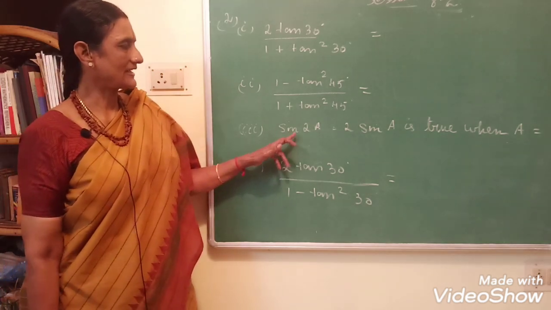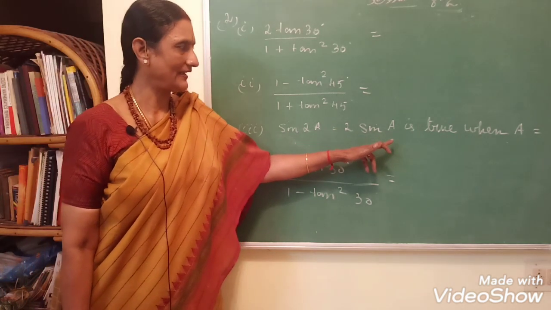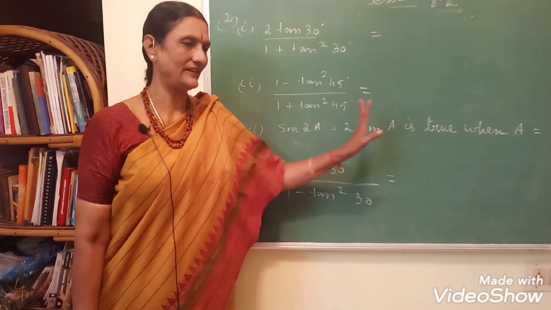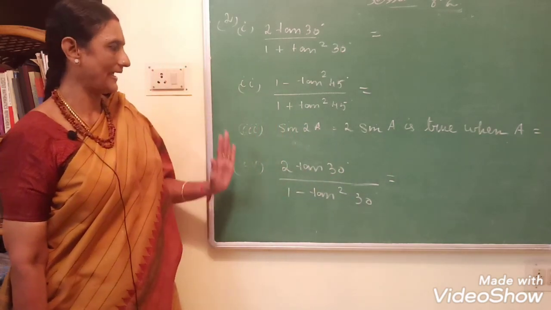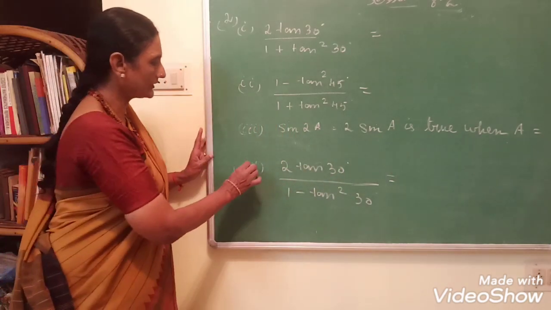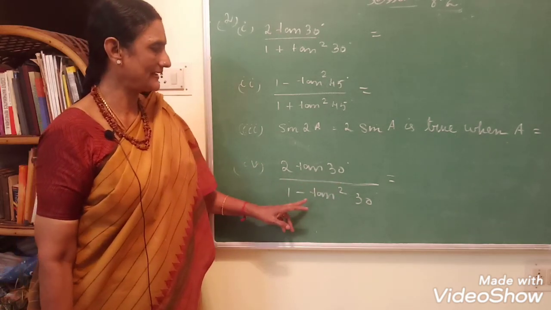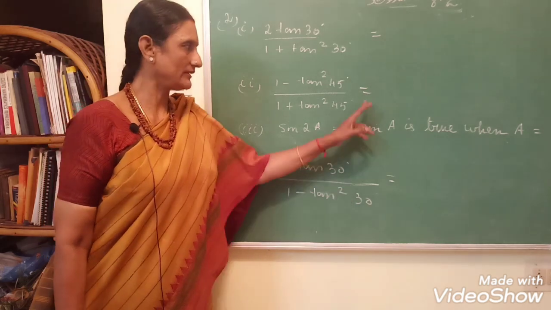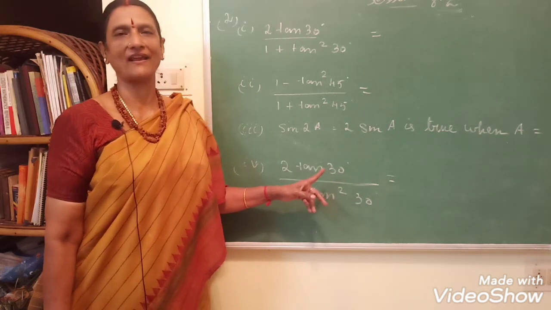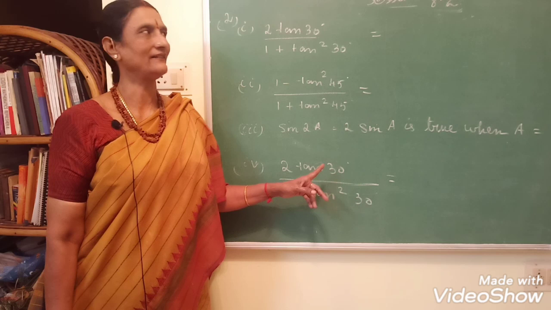Third one, sin 2a is equal to 2 sin a. When is it true? When a is equal to, you have to find out the angle. And now the fourth sum, 2 tan 30 divided by 1 minus tan square 30. So these 4 sums I want you to try and come prepared for the next session.